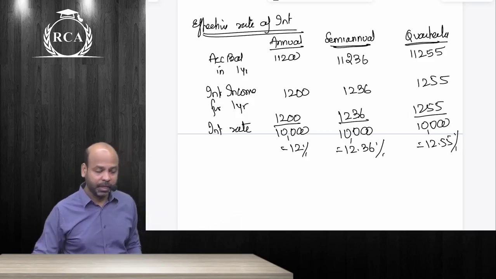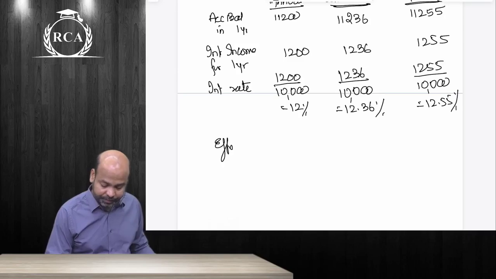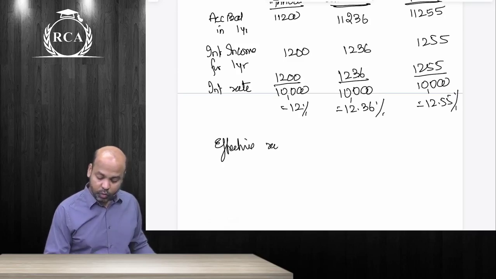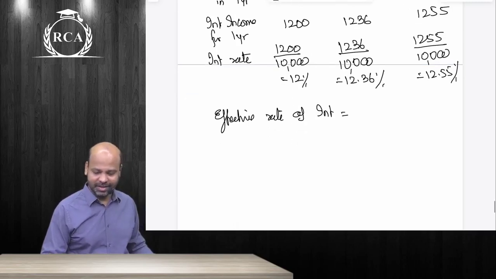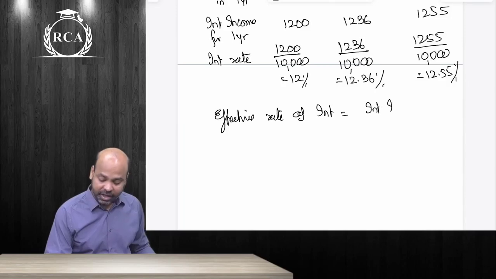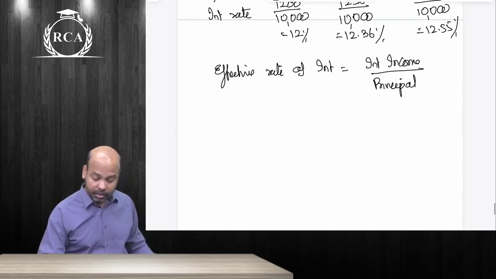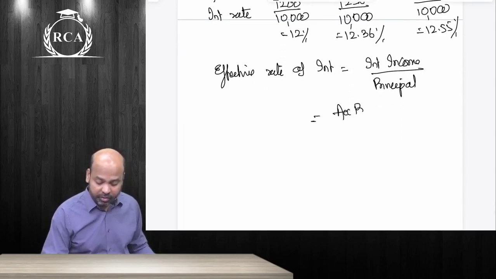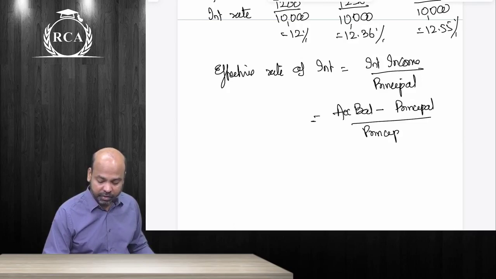Yes? Did you understand what was written, beta? What do you think will be the formula for this, guys? What is the formula for effective rate of interest? Look at those faces. Yes, beta. We just divided interest income by what, guys? Principal portion. How did we compute our interest income? We took the difference between accumulated balance and principal. Then you divide that by your principal portion.